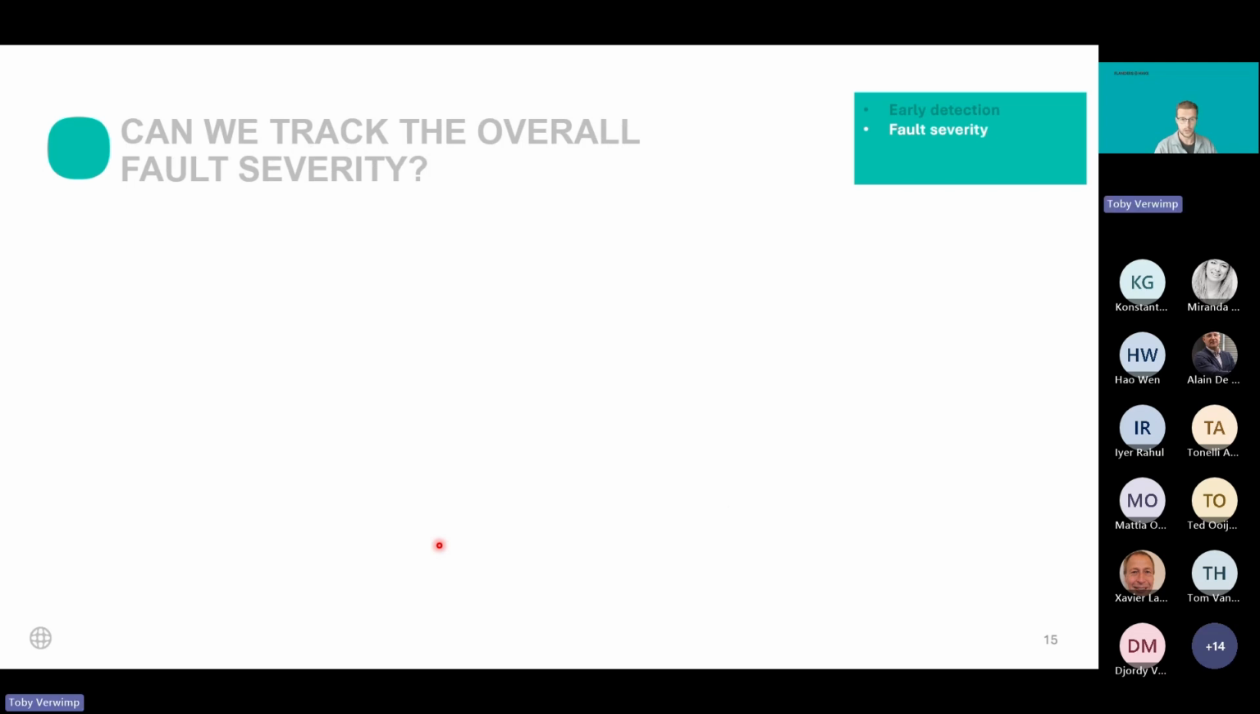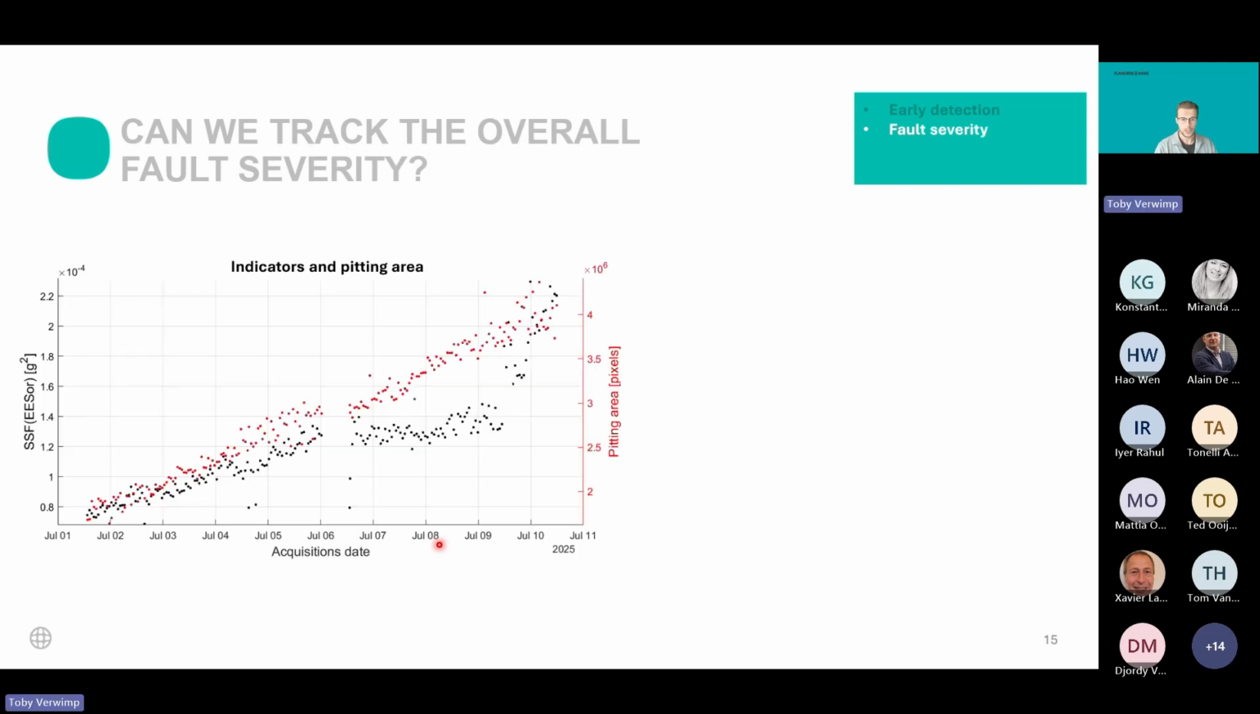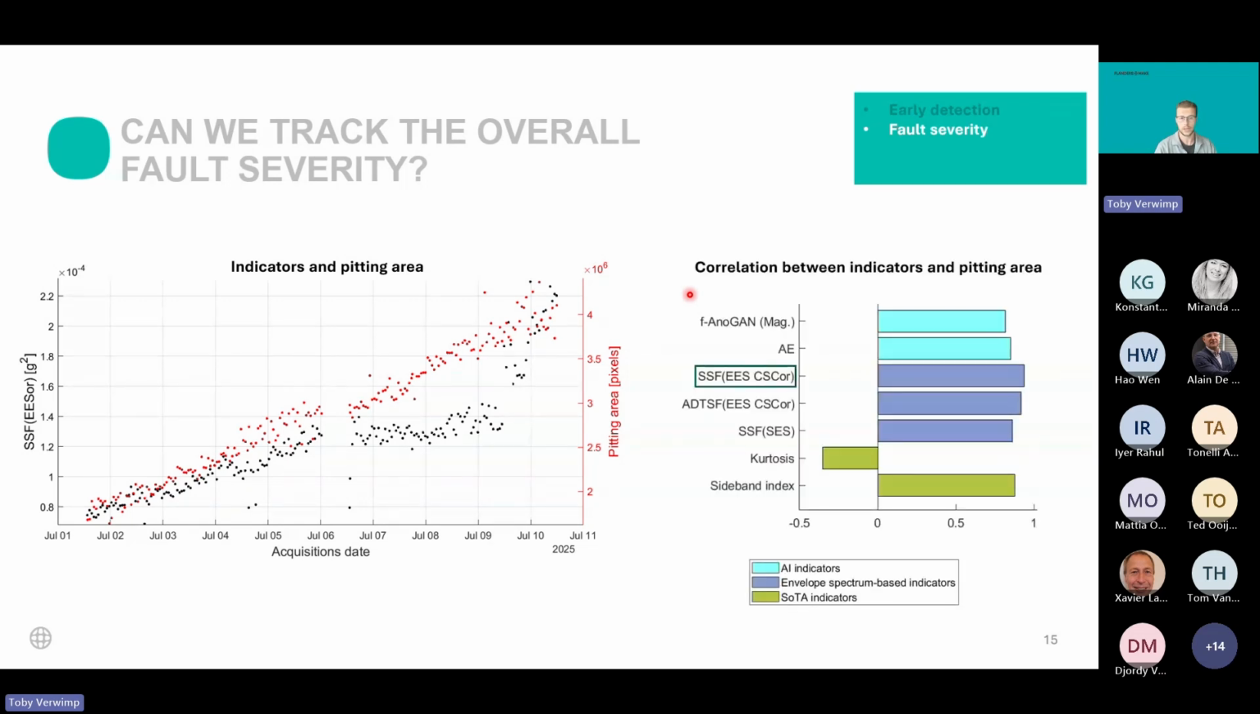If we then go to the fault severity, here we see one of the signal processing-based indicators in black over a full test. And we compare it with the pitting area, expressed here in pixels for the full gear, in red. These two can be compared by calculating a simple correlation. And again, this can be applied for different signal processing or AI-based indicators. And this can be compared to state-of-the-art indicators, where we see that the novel indicators perform overall better than some of these state-of-the-art indicators.